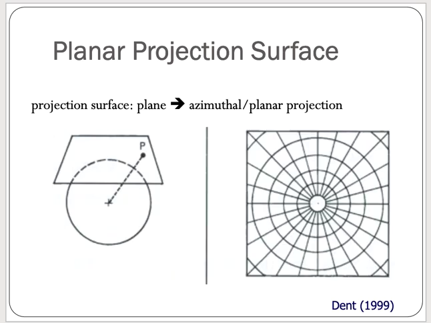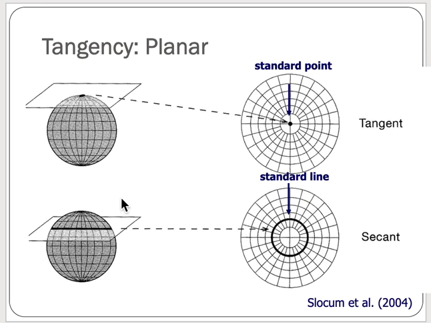And we have also the planar projection surface, also known as azimuthal. And here you could see that this is a surface where a flat surface is applied on the top. So you usually have one point of contact, and this is an example of how it looks on a map. And again, for tangency, we have a standard point right here. So tangent, it's a standard point, whereas for secant, it's a standard line.